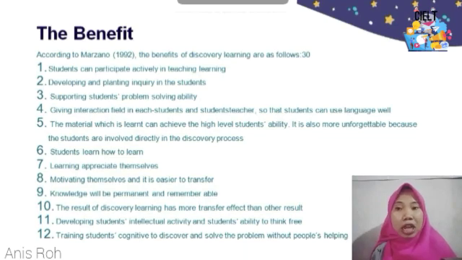The next is the material which is learned can achieve a high level of student ability. It is also more unforgettable because the students are involved directly in the discovery process. Number 6 is students learn how to learn. Number 7, learning appreciate themselves. And number 8, motivating themselves and it's easier to transfer. And number 9, knowledge will be permanent and rememberable. Number 10, the result of discovery learning has more transfer effect than other results. Number 11, developing student intellectual activity and student ability to think freely. Wow.